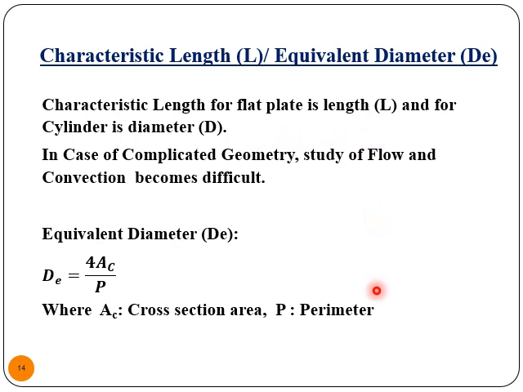So for a flat plate, suppose you have a horizontal plate, then you go for this expression, which is 4As by P. But if you have a vertical plate and there is a natural convection, in that case you need to use a vertical length of the plate. Suppose the plate is vertical, then the height of the plate will be the characteristic length. If it is horizontal, then the thickness of the plate, or using the expression 4As by P, that will be the characteristic length for the plate.